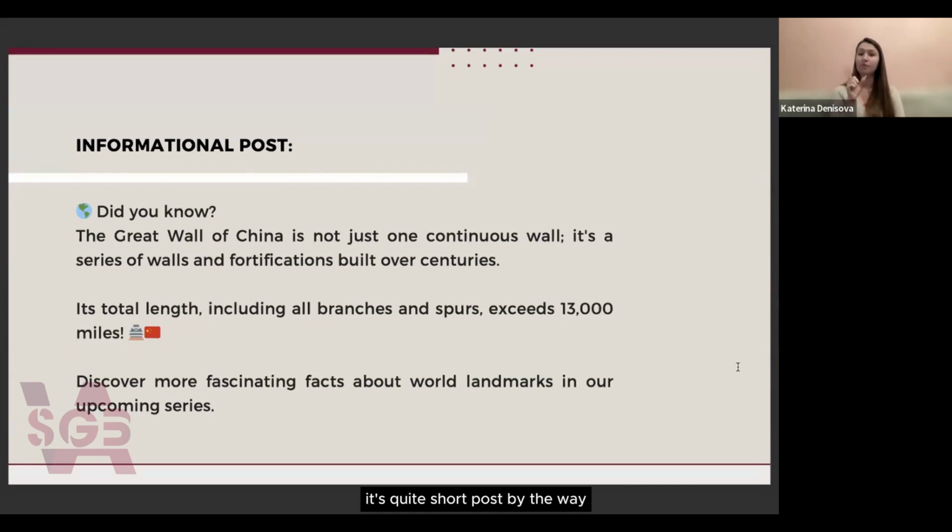Quite short post. By the way, I want to warn you, nowadays, people on Instagram don't like to read too long text. So if you can make your post as short as possible, please do it.